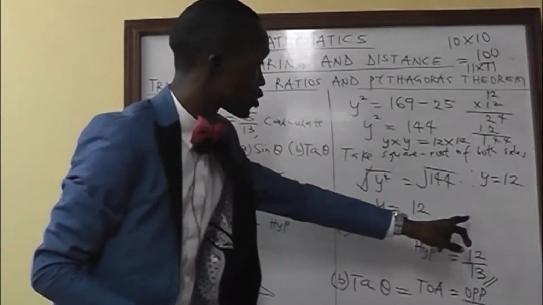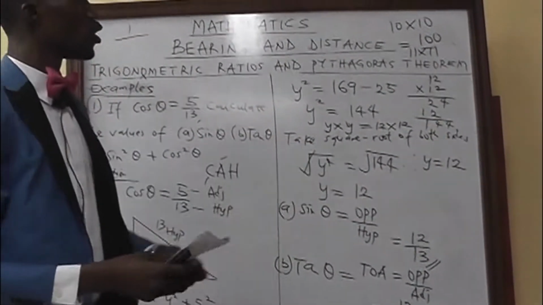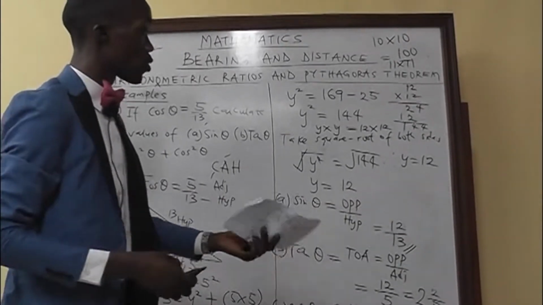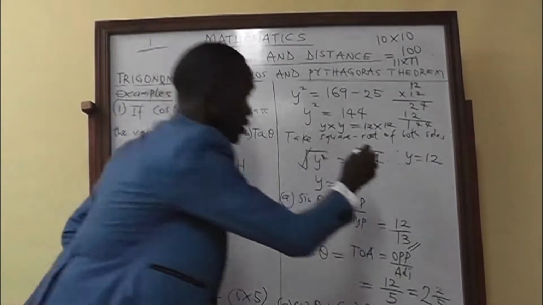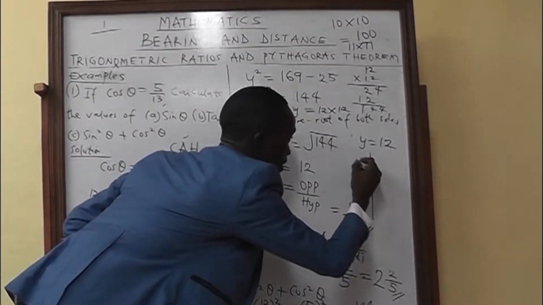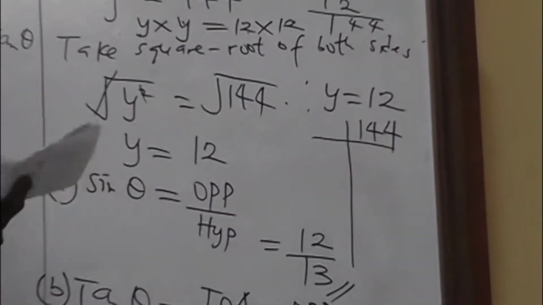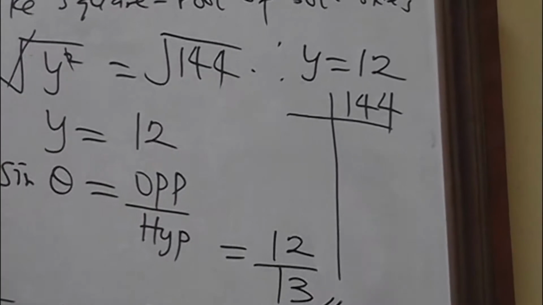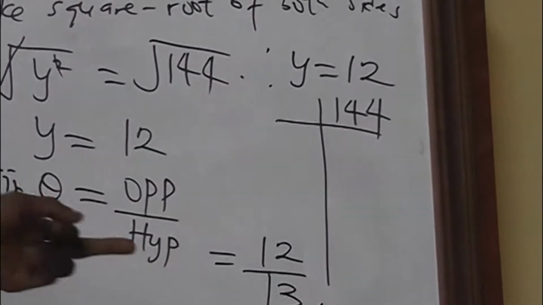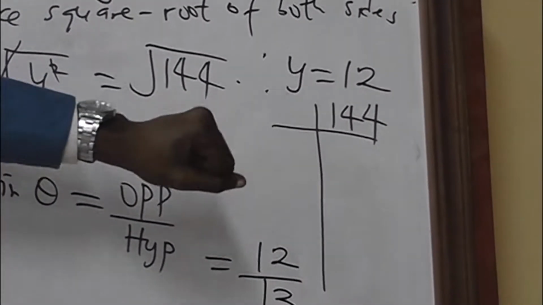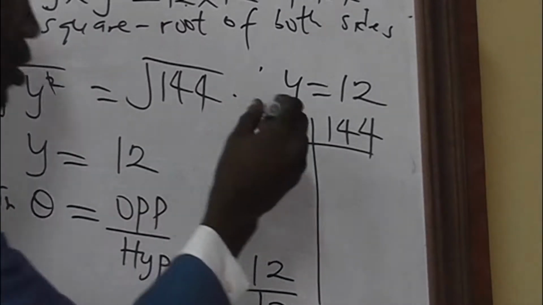There is another method of getting the square root of a number, and that is what we call the factor method. We have this 144. We start dividing with prime numbers. If you divide this one by 1, it will still give us 144. The lowest prime number we have is 2.